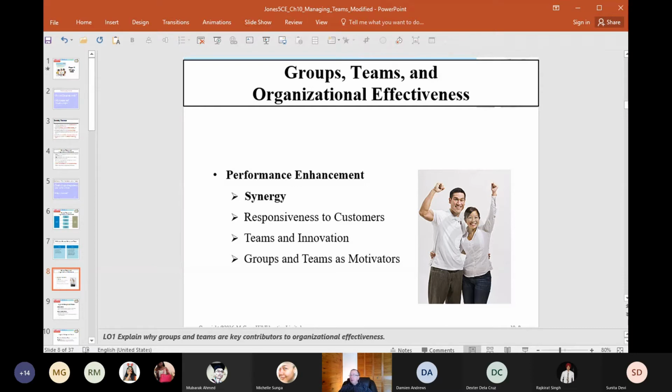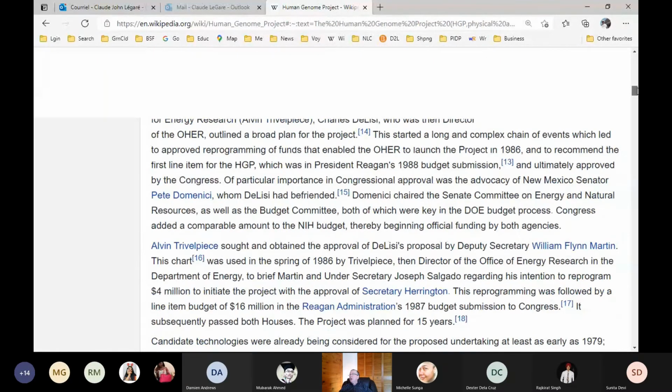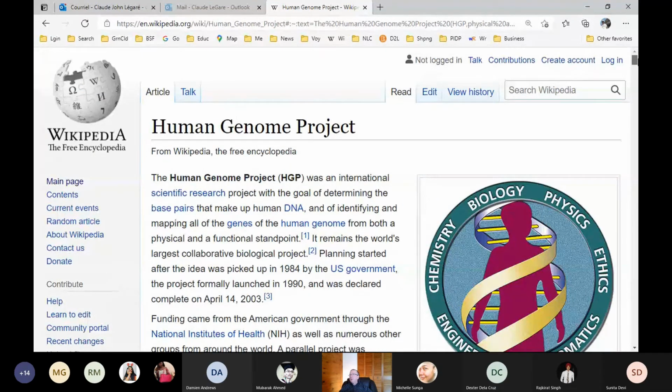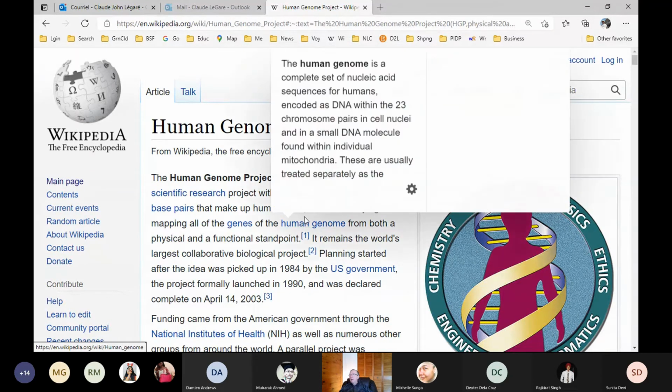For example, I would like to show you an example here that I took from Wikipedia just in a moment. I was thinking I should show you an example of a recent accomplishment that required a lot of people, big teams. So this one is, as you may know, the Human Genome Project. The Human Genome Project was an international scientific research project with the goal of determining the base pairs that make up human DNA, right?